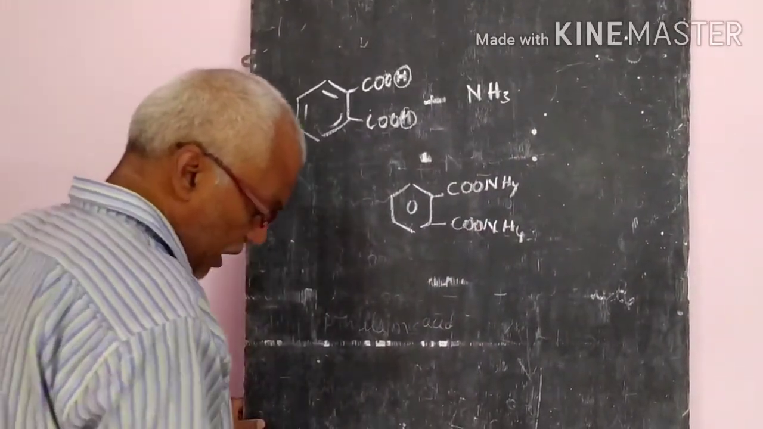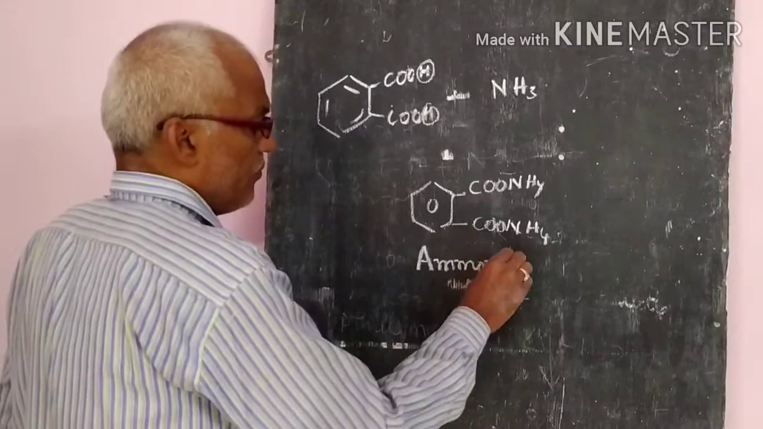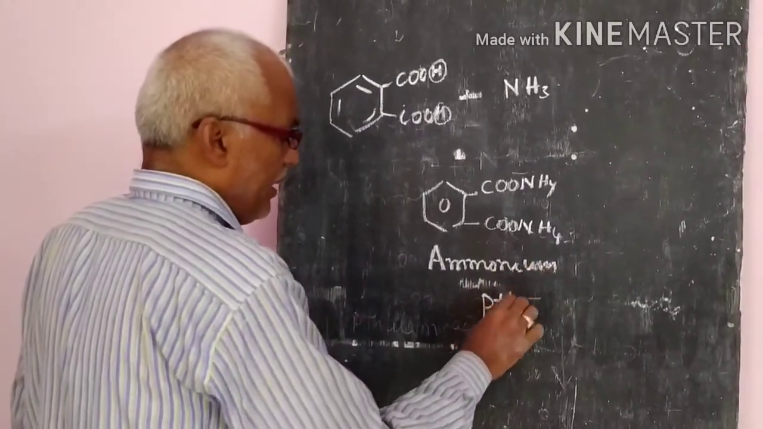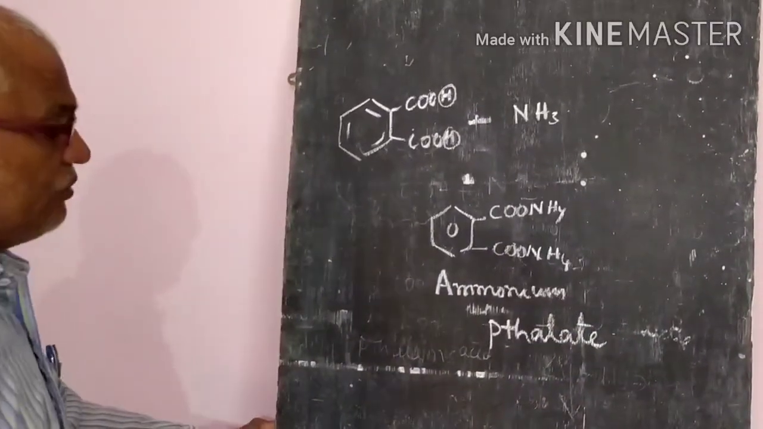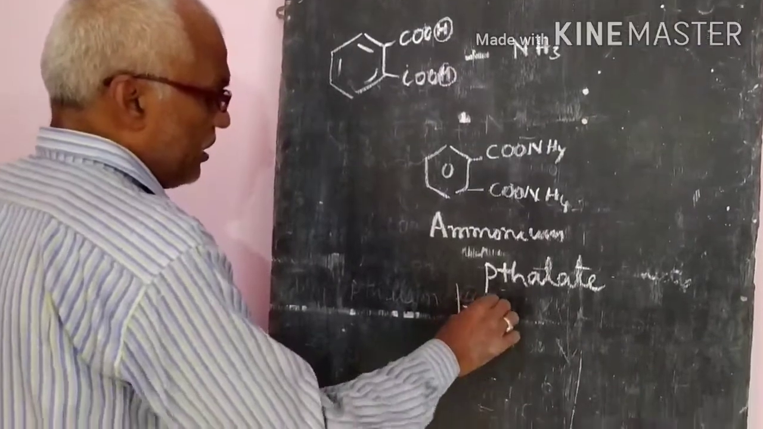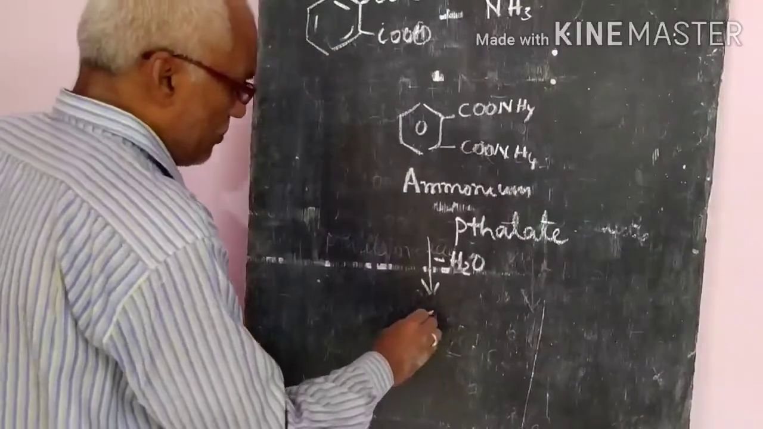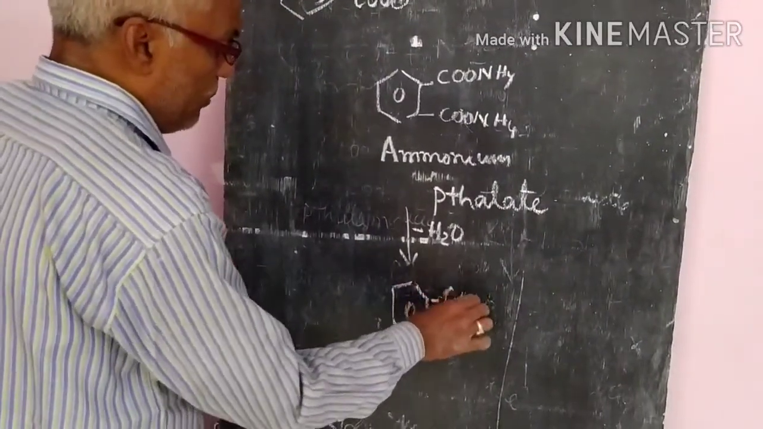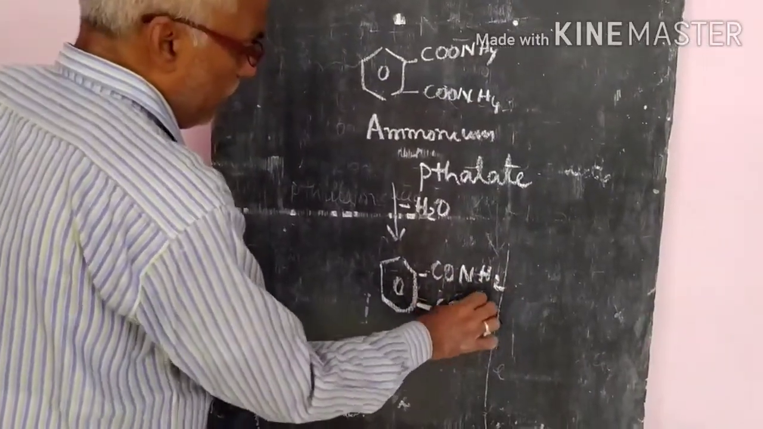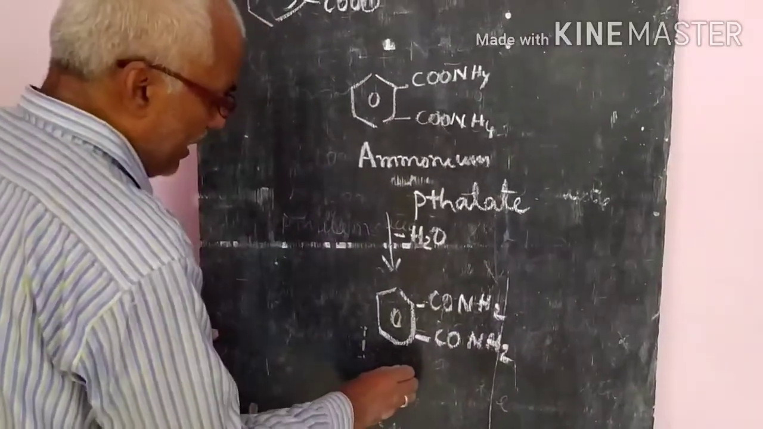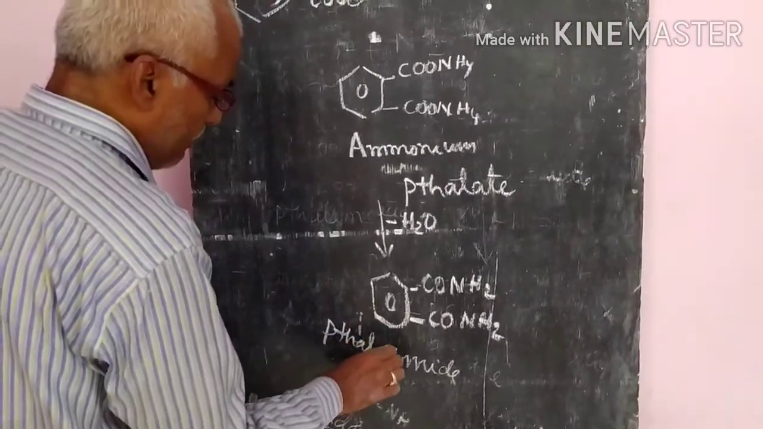This is called ammonium phthalate. Ammonium phthalate, you will get it. Again, further, what do you have to do? Further strong heating, removal of a water molecule will take place and it forms, again, C double bond O NH2, C double bond O NH2. That is called the phthalimide.